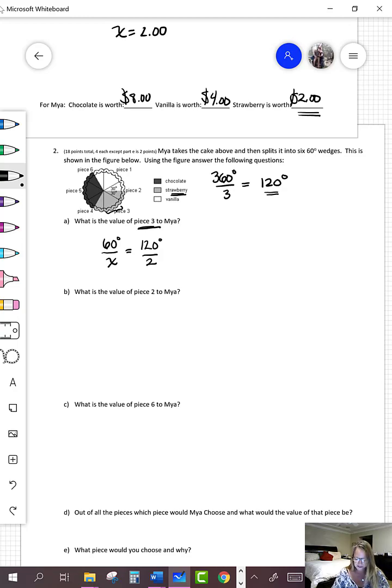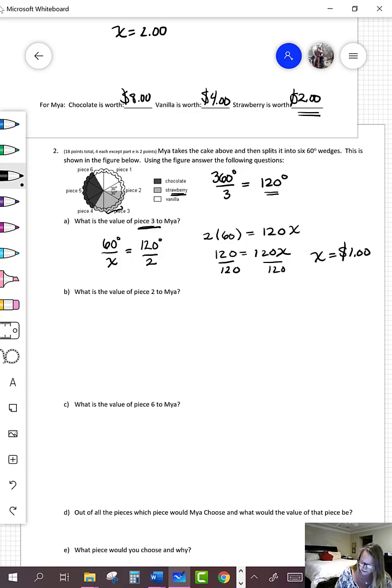So we have a proportion. Let's just do our cross multiplying, and we get that 2 times 60 degrees is equal to 120 degrees times x. And so we get 120 is equal to 120x. Let's divide both sides by 120, and we get that x is equal to $1. So she believes that piece 3 is just worth $1 in her eyes.